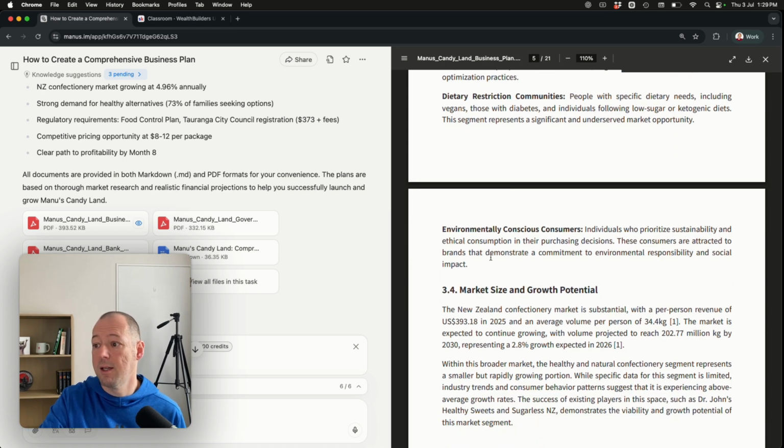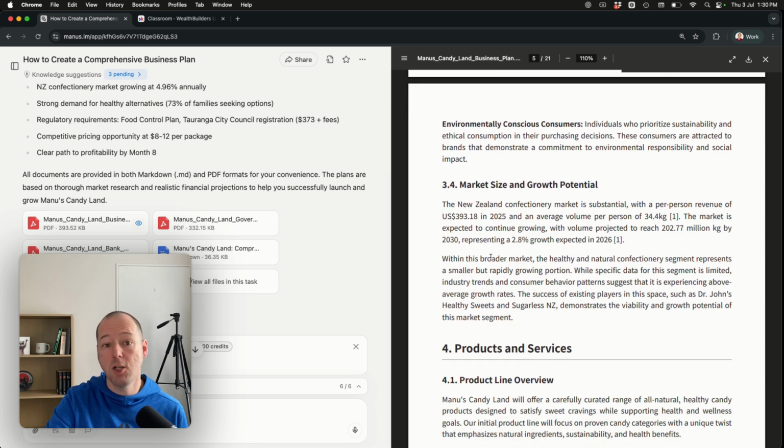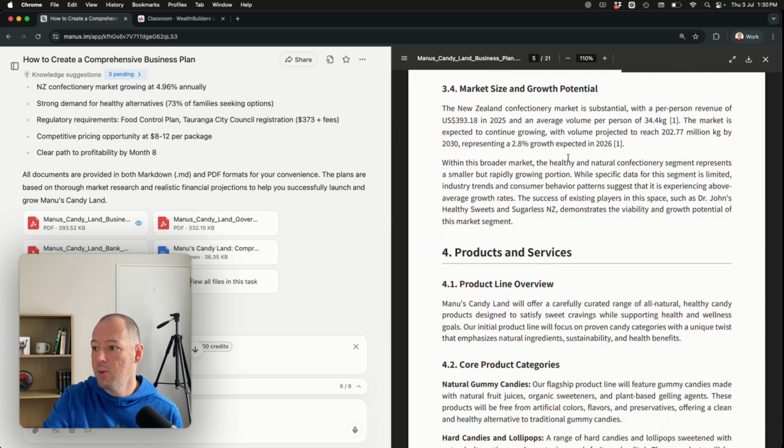And then environmentally conscious consumers, which is also a very important part, because being able to tell your clients that they are not part of the problem, but part of the solution to create a better world for our children, the people coming after us. So this is something very powerful to consider in our whole marketing and our whole communication outwards. Market size and growth potential, very important as well. We want to know we're not in a declining market, we're in a growing market.